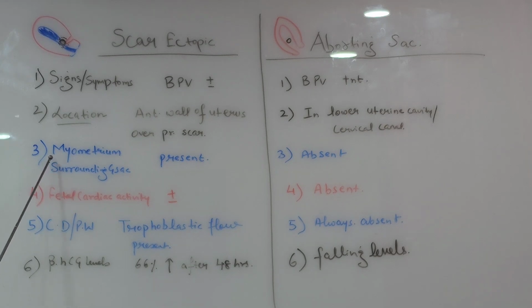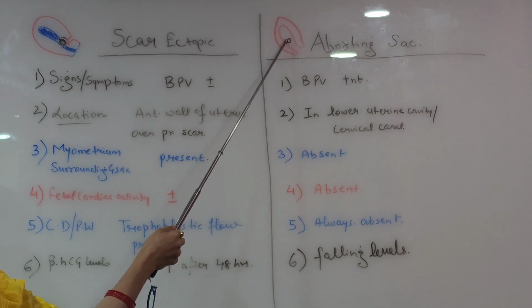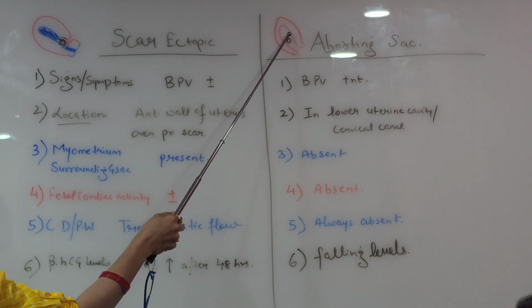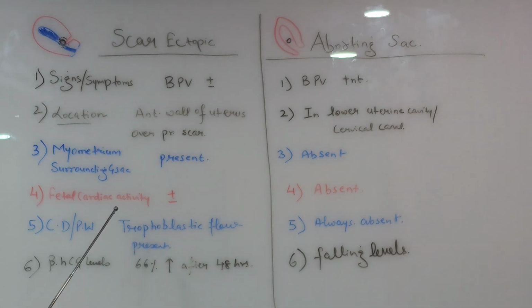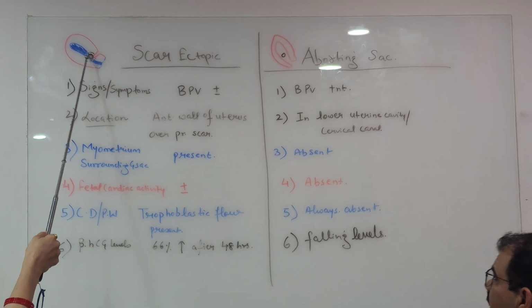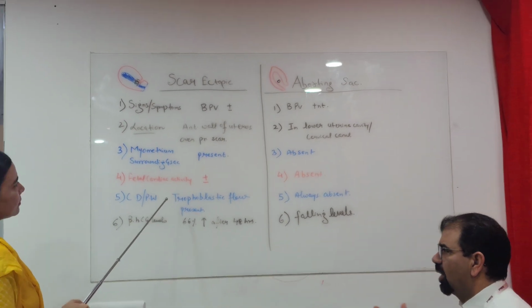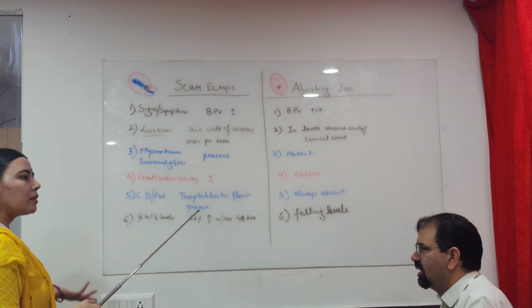Then the myometrium: around this gestational sac you are always going to see a myometrial ring. In the case of an aborting sac, as the sac is lying in the endometrial cavity, no myometrium will be seen around it. So point number three is the myometrium. Because this is a scar ectopic, it has to be surrounded by myometrium, whereas in an aborting sac, why would the sac have any myometrium surrounding it?